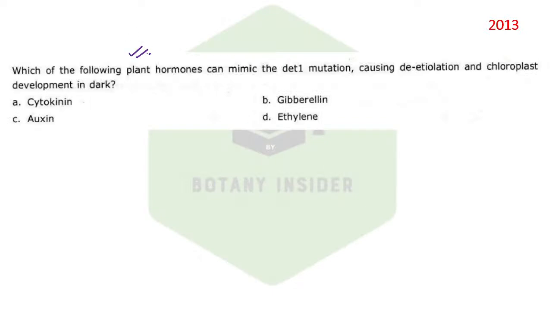Which of the following plant hormones can mimic the DET1 mutation causing de-etiolation and chloroplast development in the dark scenario? If you can correlate the functionality of the plant hormones, you'll get the answer easily. Try out, everyone.